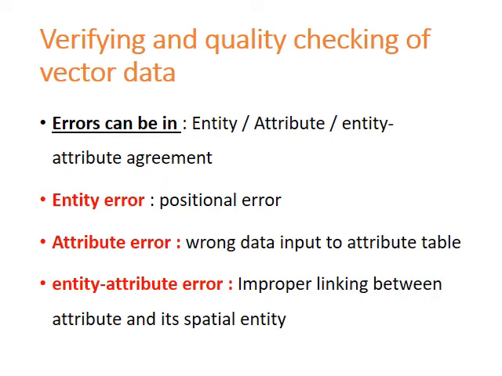For example, you may have two different point datasets. One has spatial information of rain gauge locations. Another one is point data with soil sample collection information. Both are point data, and you have two attributes, one for rain gauge locations, another one for soil information. If these two are interchanged and then linked, then that is called improper linking between the attribute and the spatial entity, which is called an entity attribute error.